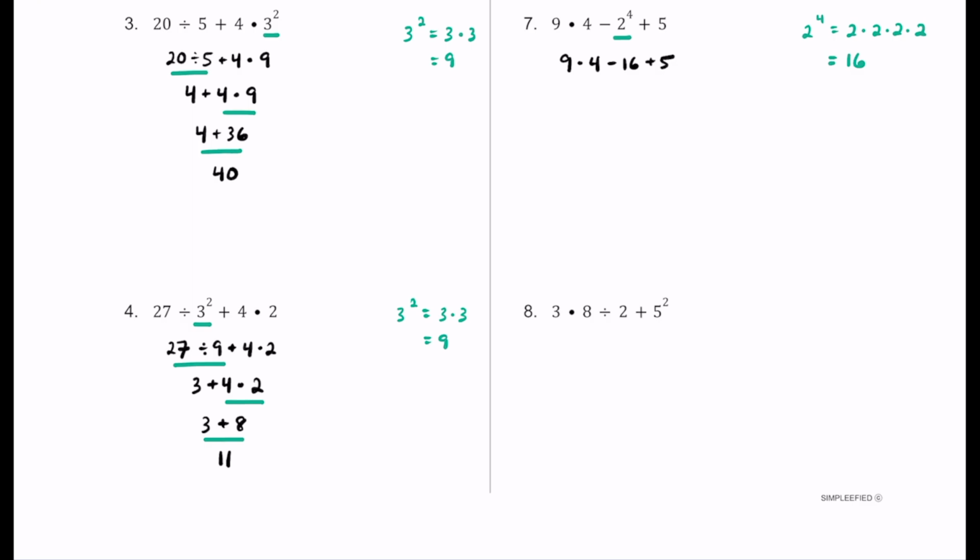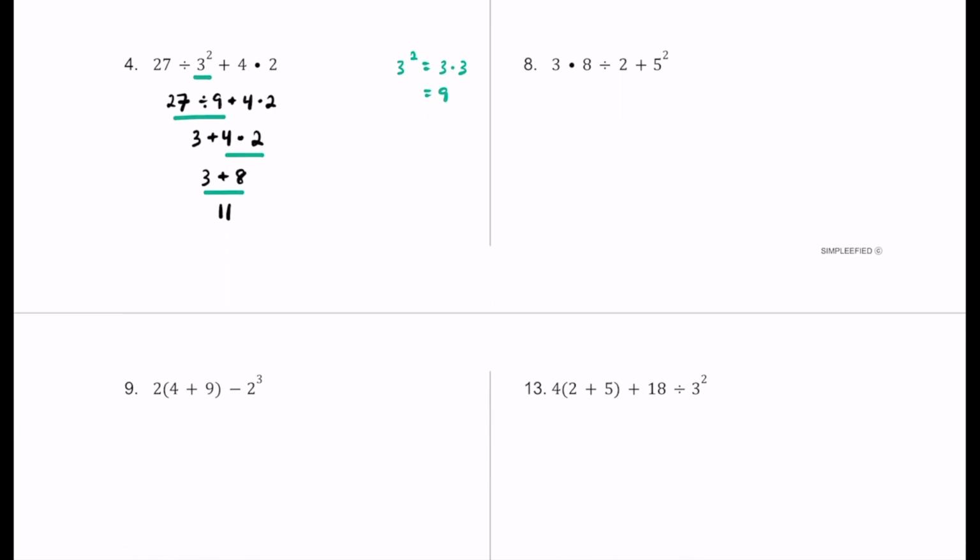All right, so between these three, multiplication definitely wins. 9 times 4 is 36. We have 36 minus 16 plus 5. Between subtraction and addition, they are equals, so go to the left. 36 minus 16 is going to be 20, and then 20 plus 5. Only one thing left to do. 20 plus 5 is equal to 25.